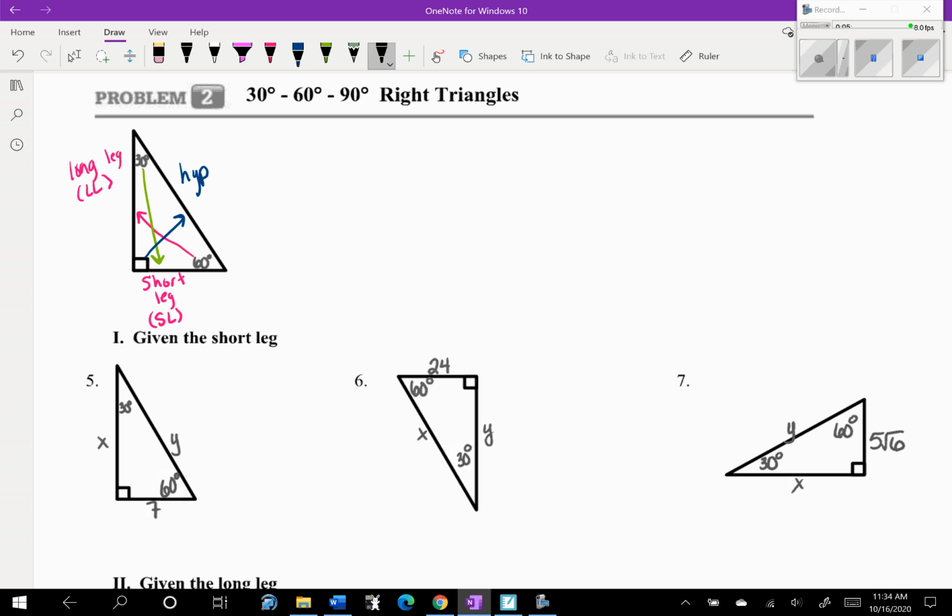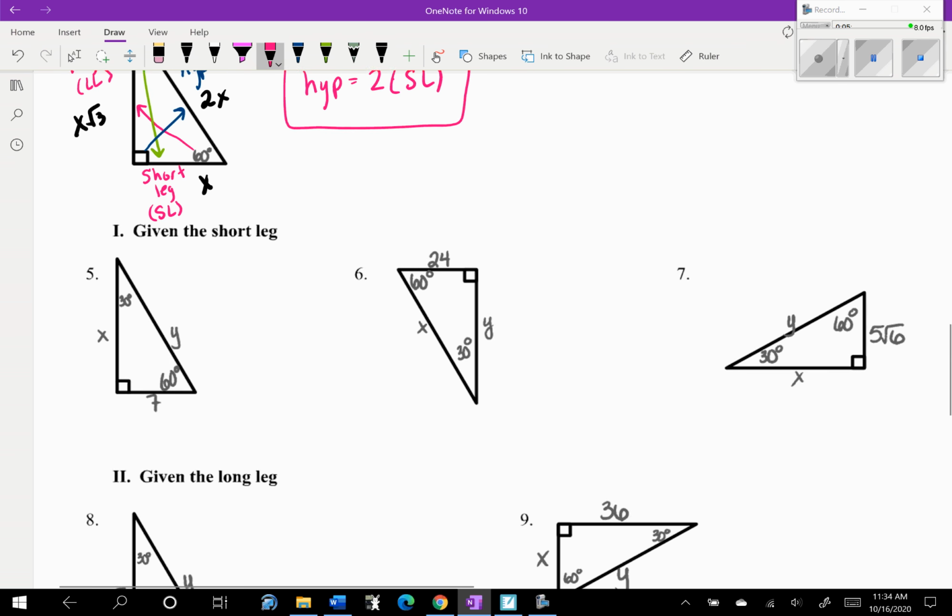So we can label this as, if we're using our variables, x. This is actually x root 3, and 2x are the side lengths. So for this, the formulas that I like to use are the long leg is equal to the short leg times root 3, and the hypotenuse is equal to 2 times the short leg. So those are the formulas that I'm going to use.